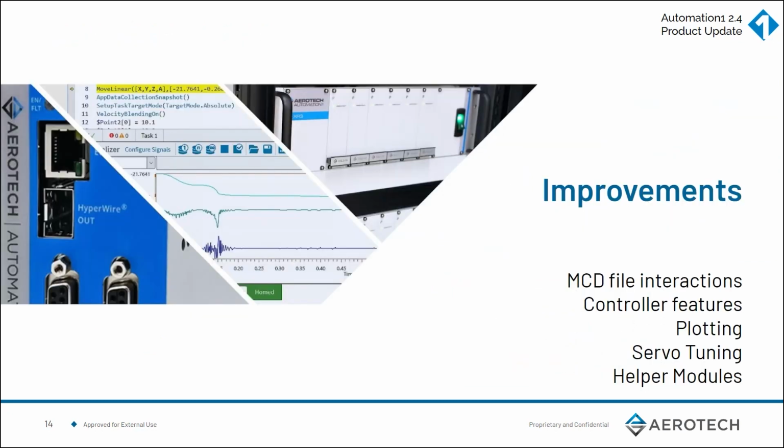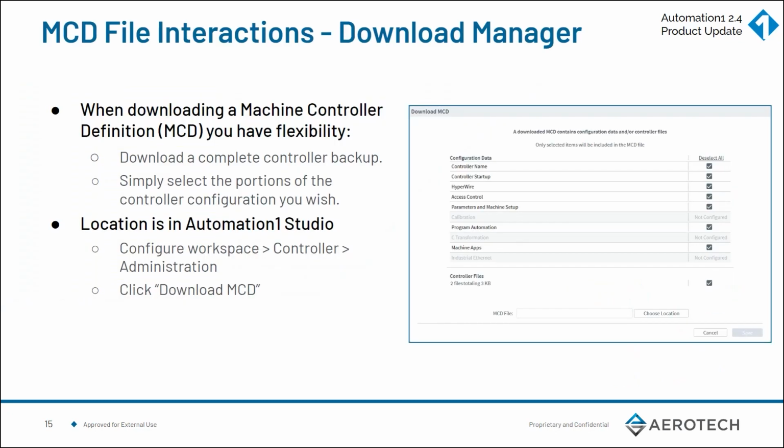Next, there's a series of improvements I'd like to go over. The first one is your MCD file interactions, the download manager. That tool has been there for a while, but I'll talk to you about this as a precursor to the upload manager, which is a little bit more robust than it was before. When downloading a machine controller definition file, you now have flexibility to download the complete controller backup, which we always did, or simply select the portions of the controller configuration that you wish.